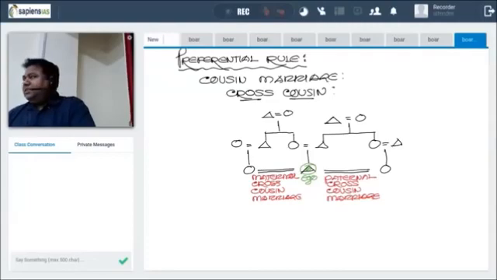So ego means the subject, or the person from which you trace the relationship. So ego is marrying father's sister's daughter. When it occurs on the father's side, it is called paternal cross cousin. If it occurs on the mother's side, as ego is marrying mother's brother's daughter, this is called maternal cross cousin.